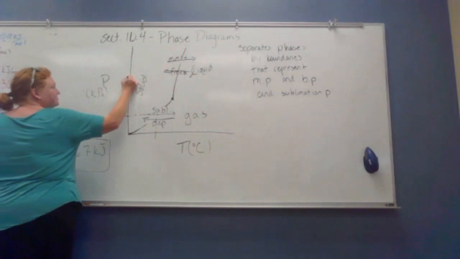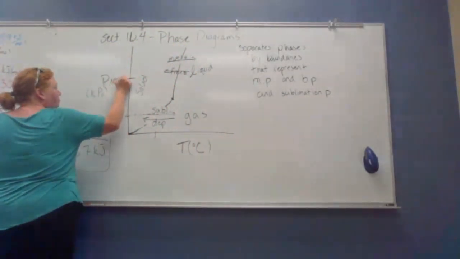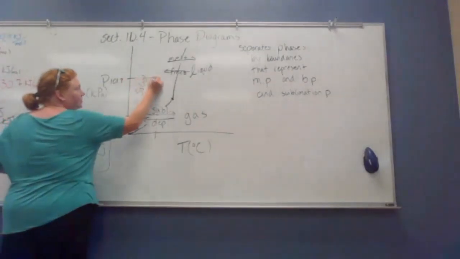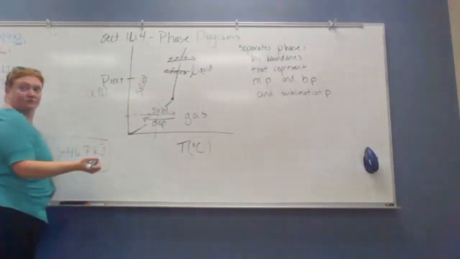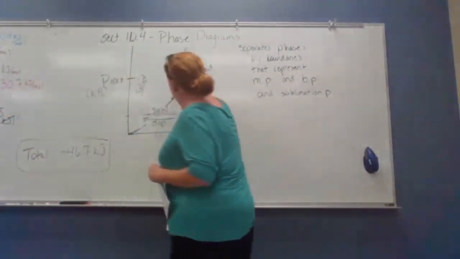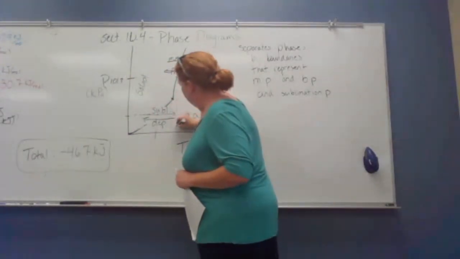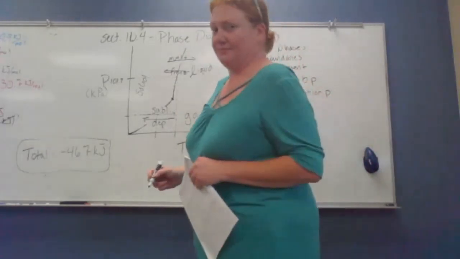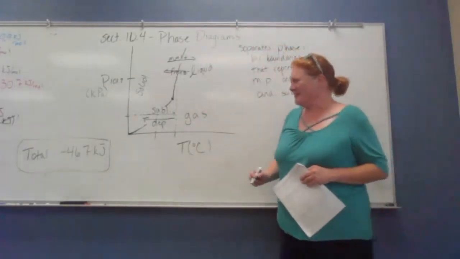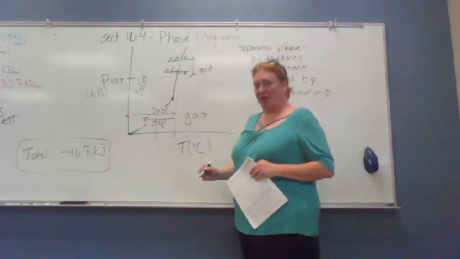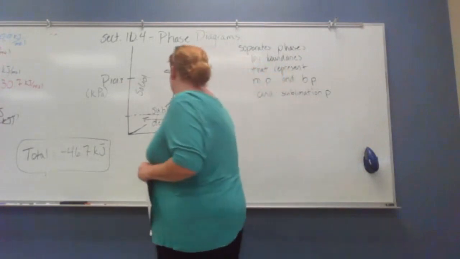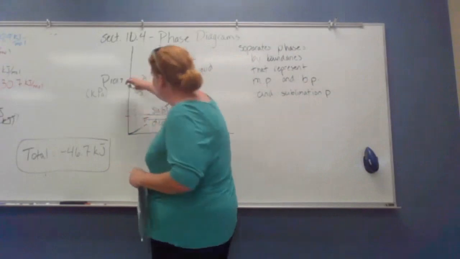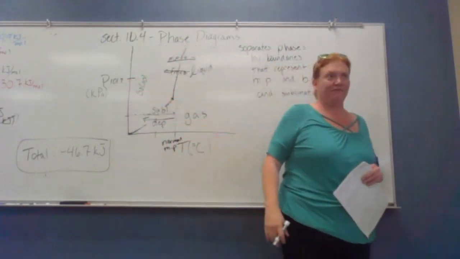Let's just say this was 101.3 kilopascals at this line right here, and I followed this over to my boundary, and then I followed this down to my temperature line. What would that temperature be called? The melting point. The normal melting point, because that's what it is at 101.3, right?